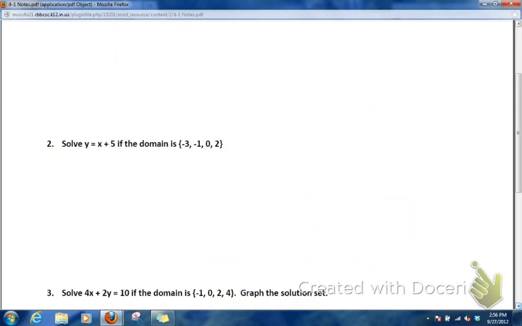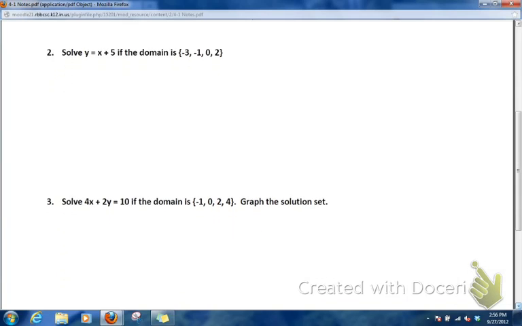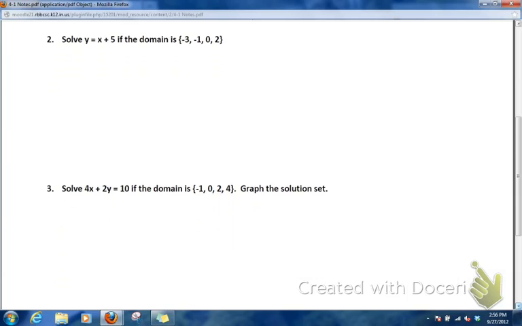Let's move on to problem number 2. Give ourselves some room to work here. Now, number 2 is going to be very similar to number 1. The difference here is it says solve y equals x plus 5 if the domain is, and then they give us a set of numbers, -3, -1, 0, and 2.